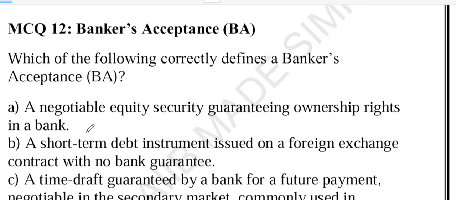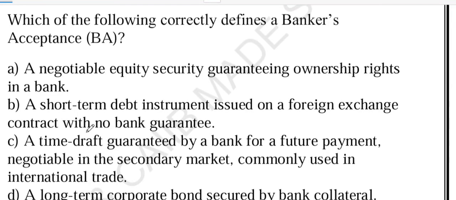So the question is, which of the following correctly defines banker's acceptance? Option A, negotiable equity security guaranteeing ownership right in a bank. Option B, a short-term debt instrument issued on a foreign exchange contract with no bank guarantee. Option C, a time draft guaranteed by a bank for a future payment, negotiable in the secondary market, commonly used in international trade. Option D, a long-term corporate bond secured by bank collateral.